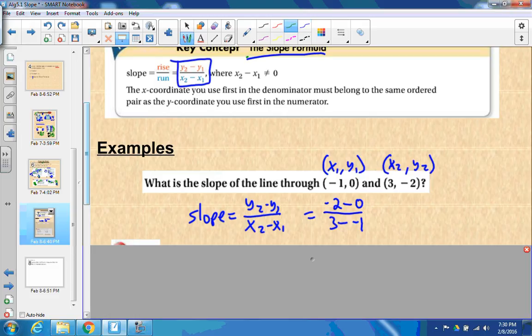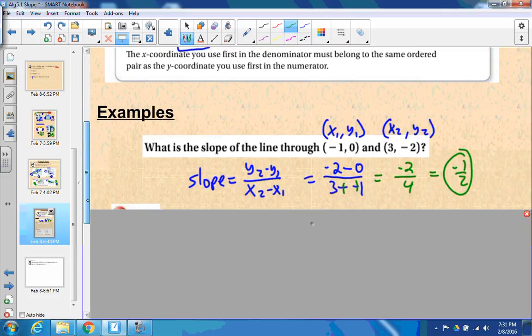Okay, couple of notes here. Make sure when you have minus and negative, it just becomes plus positive. So that would be negative 2 minus 0 is just negative 2. 3 plus positive 1 now is 4, which reduces to negative 1 half. So there's the slope of that line, just using the slope formula, as long as you have the x1, y1, and the x2, y2 labeled.